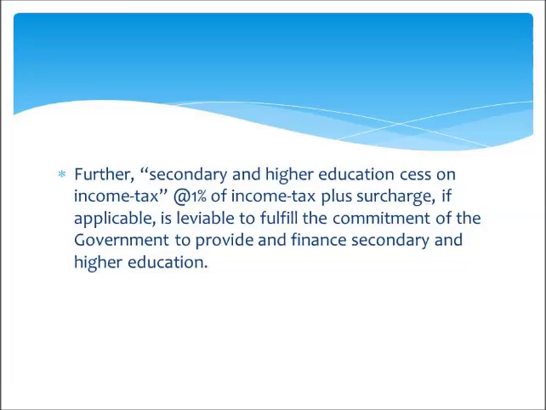So these are the two types of cess leviable on the income tax payable, and the sum total of these things is finally payable by the assessee. That is the income tax plus surcharge plus the education cess plus the secondary and higher education cess. The sum total of all these things is finally payable by the assessee in favor of the government.